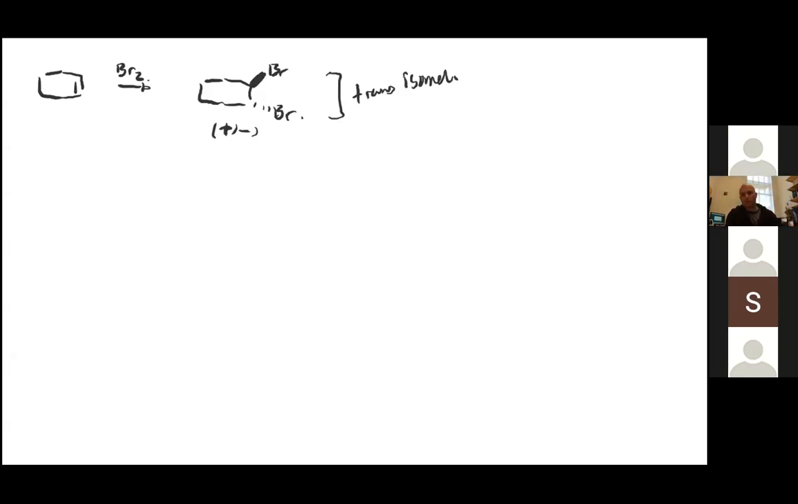The mechanism requires backside attack on that bromonium ion intermediate. That always leads to a trans disposition of the bromides. And that still occurs in acyclic systems, but it's harder to see because you don't have the ring. Okay.